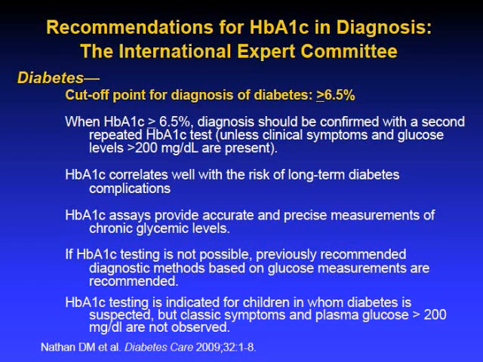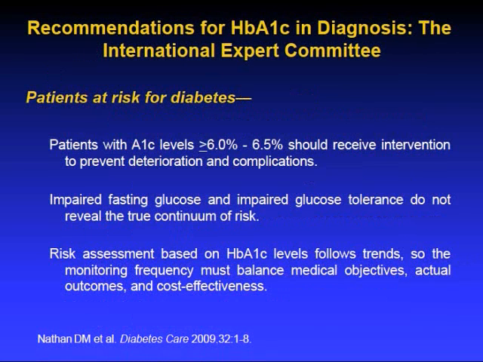Some of the other points that were noted were that hemoglobin A1c correlates well with the risk of long-term diabetes complications. When hemoglobin A1c is greater than or equal to 6.5%, the diagnosis should be confirmed with a second repeated A1c test. Hemoglobin A1c assays provide accurate and precise measurements of chronic glycemic levels. If A1c testing is not possible, previously recommended diagnostic methods are acceptable.